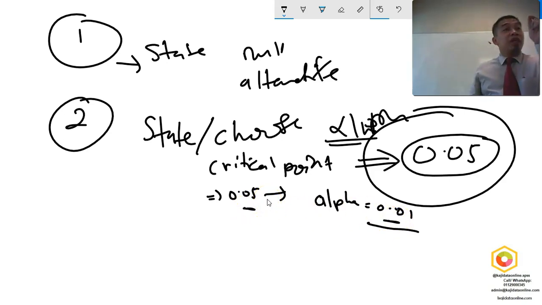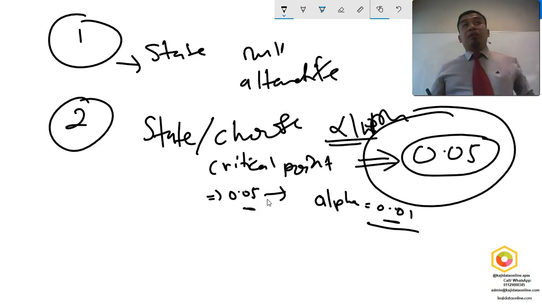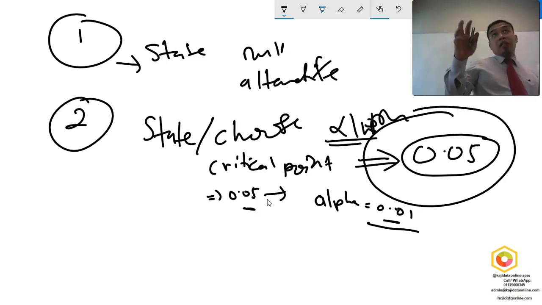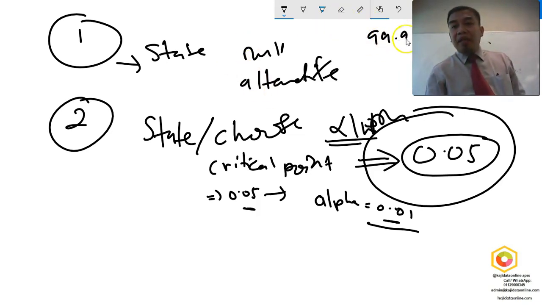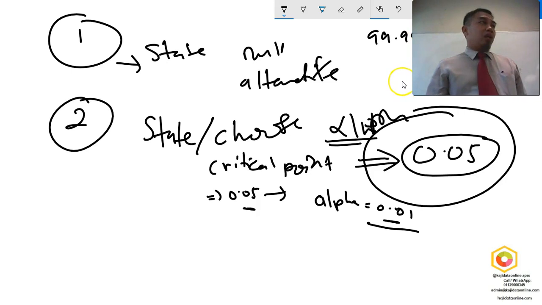Okay, I want to give one example. Did you hear something like, okay, this product can kill 99.99% of germs? Did you hear about that kind of advertisement? So what does that mean? 99.99%, yes, that means their alpha is equal to 0.0001. This is more precise.